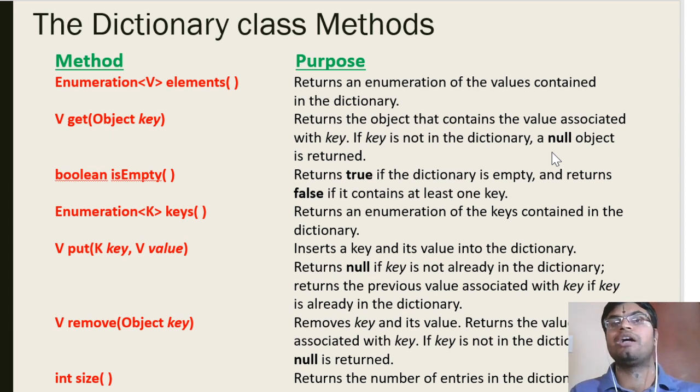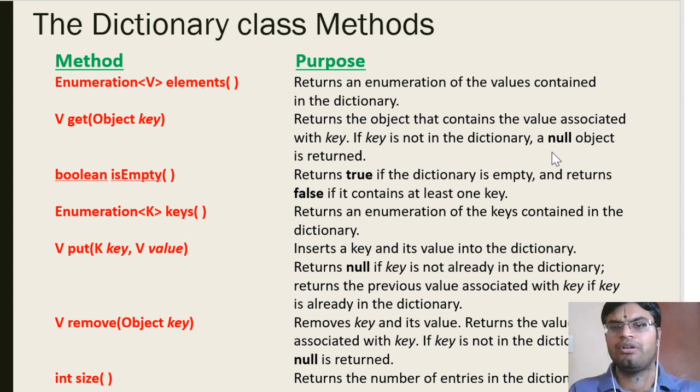Next we have another function called keys. Just like elements, we have a function called keys. Keys is used to return all the keys in my dictionary, for which we are again using an Enumeration interface. So it returns the enumeration of keys, all the keys which are present in my dictionary. Next we have a function called put.